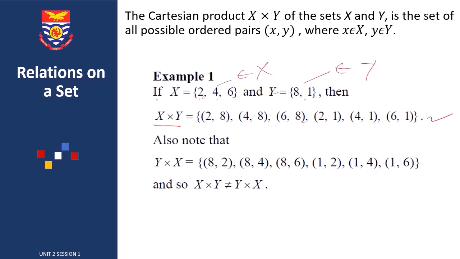Also, let's look at Y cross X. Y cross X gives (8, 2), (8, 4), (8, 6), and this goes up to (1, 6).